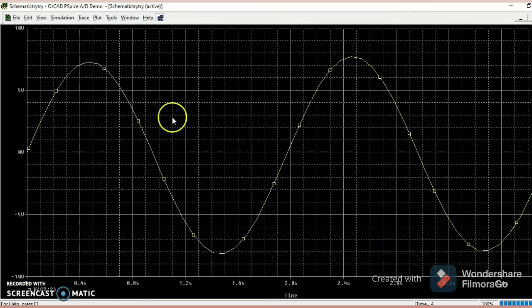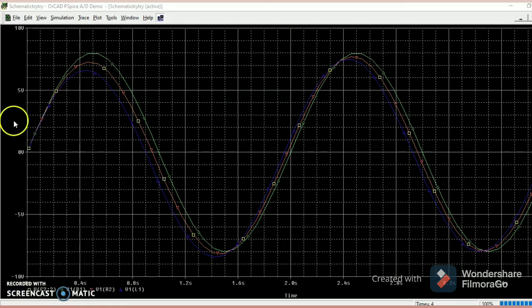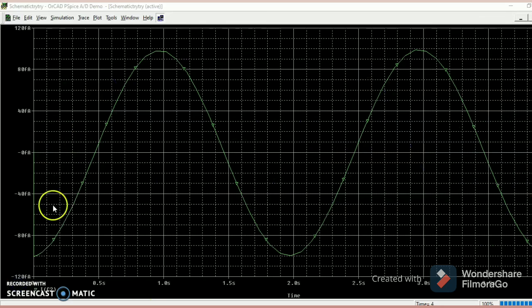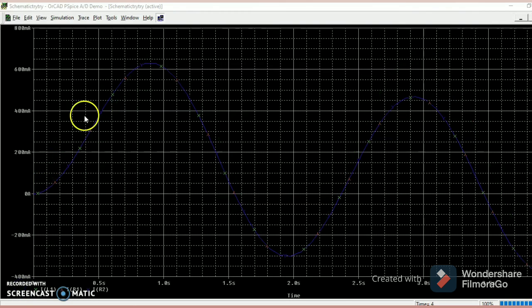This is the graph that we obtain for the voltage that flows to the capacitor. This is the combination of voltage graphs that flow to the capacitor, R1, R2 and inductor. This is the graph that we obtain for the current that flows to the capacitor. This is the graph for the current that flows to the inductor, resistor 1 and resistor 2.